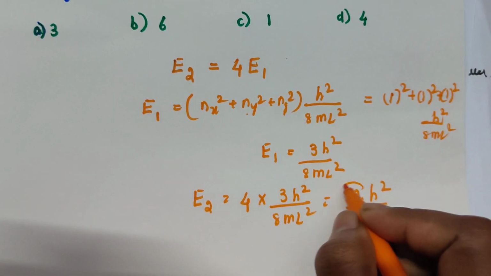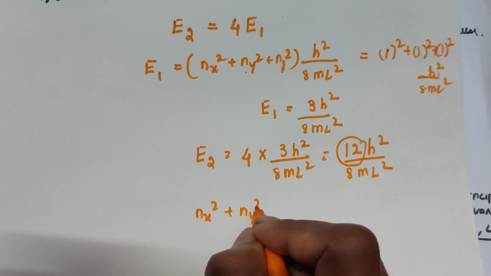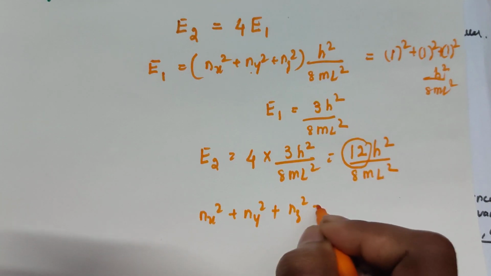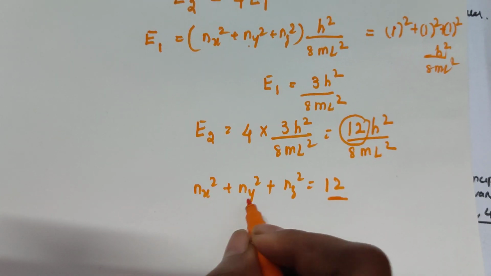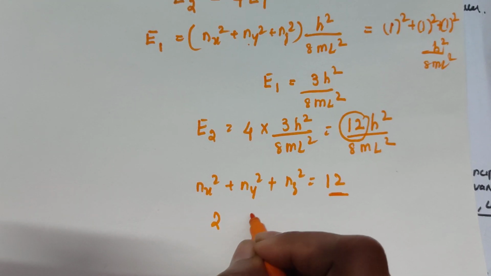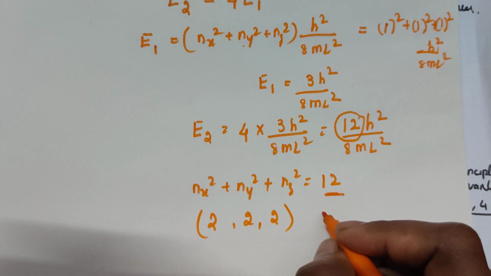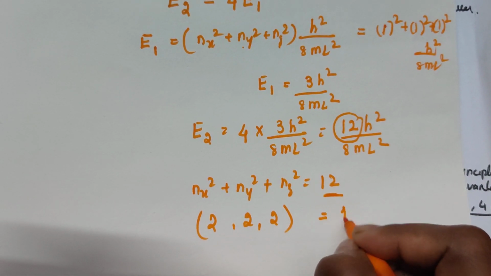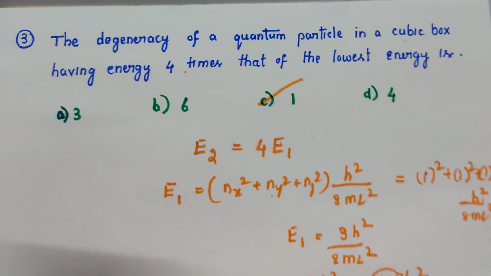That indicates nx square plus ny square plus nz square must equal 12. This is only possible when we substitute nx, ny, nz as 2, 2, 2. This indicates it is singly degenerate, so the degeneracy is 1. So option C will be the right answer.